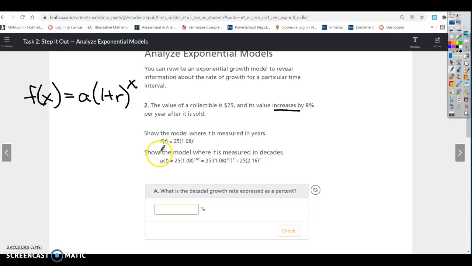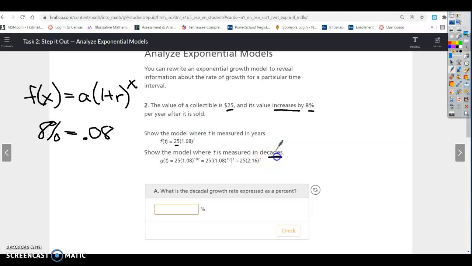All right, so they use your a as your initial value. That comes from your given number here. And it says it's increased by 8%. So remember, 8% is equal to 0.08 as a decimal. And we have 1 plus your interest rate. So 1 plus 0.08 is the 1.08.